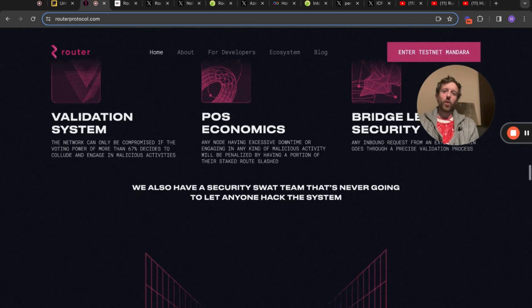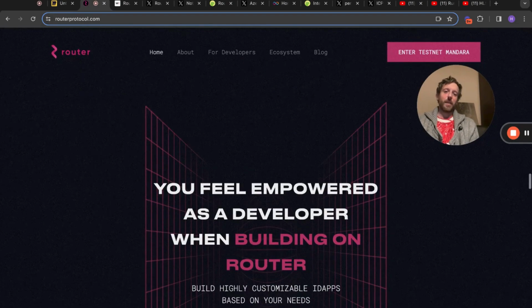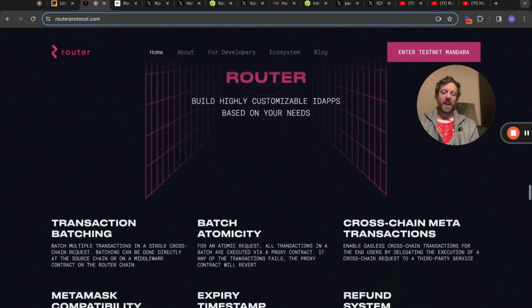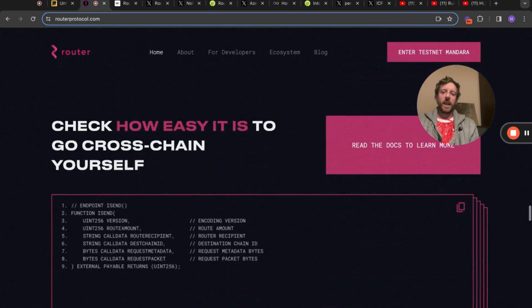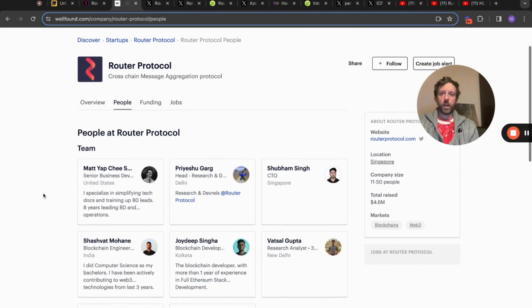We also have a security SWAT team that's never going to let anyone hack the system. You feel empowered as a developer when building on Router. And again, you can flick through all this yourselves. It is interesting, I will give it that. The team is here. You can have a little check through these if you wish. You can go onto their LinkedIn page, just have a little look around, see what you think.